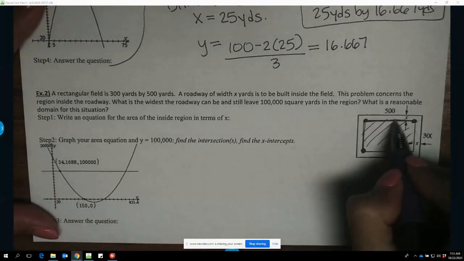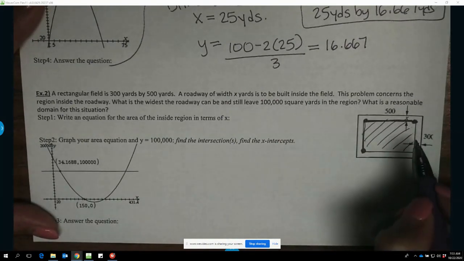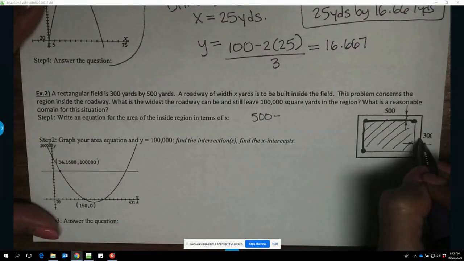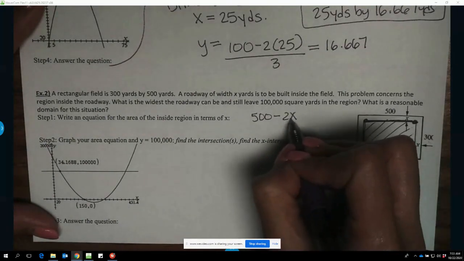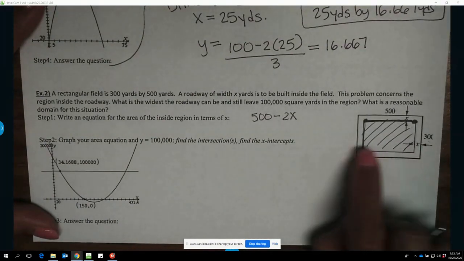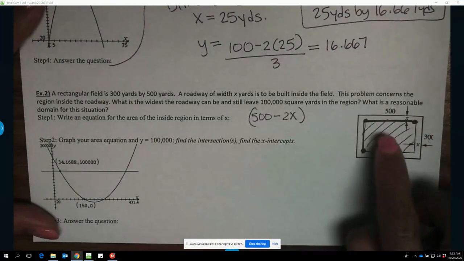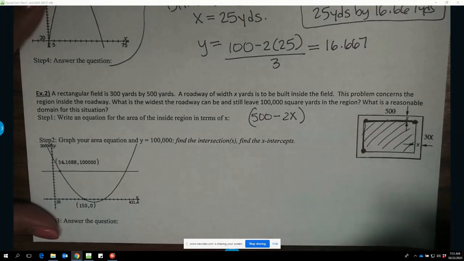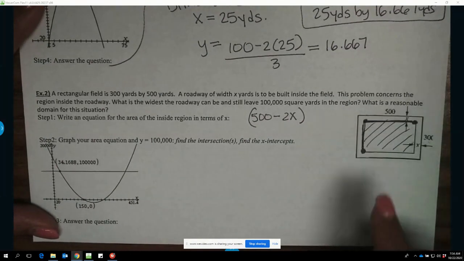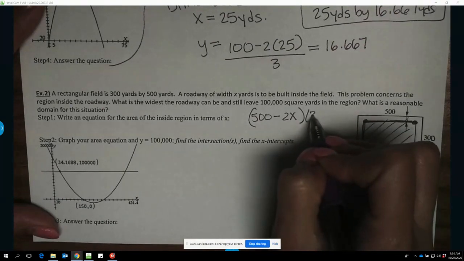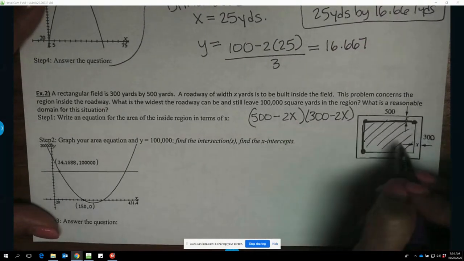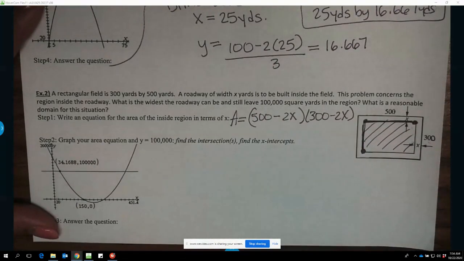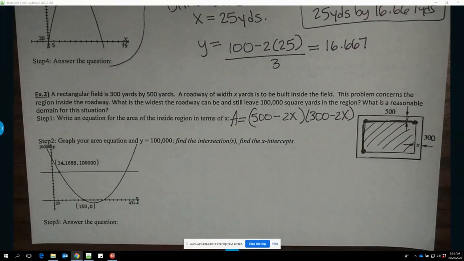So the length here is going to be the original 500 minus, we need to subtract 2x because that border goes all around. So there's an x here and there's an x right there. So that's the length of our small rectangle, which is going to be the region inside. And then the width of this small rectangle is going to be the 300 minus 2x as well because of the border. So if you multiply that length times that width, that's going to give you the area of the inside region, which is what this question is about.